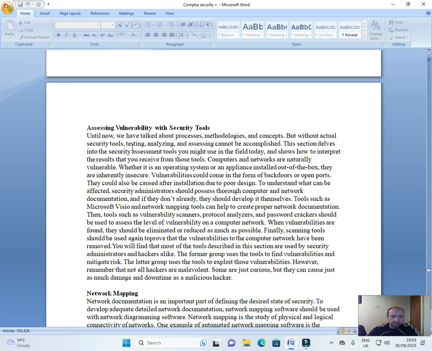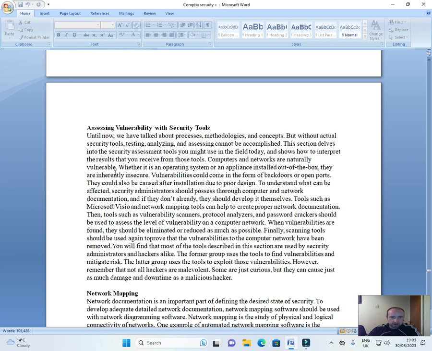Assessing vulnerability with security tools. Until now we have talked about processes, methodologies and concepts, but without actual security tools, testing, analyzing and assessing cannot be accomplished. This section delves into the security assessment tools you might use in the field today and shows how to interpret the results that you receive from those tools.